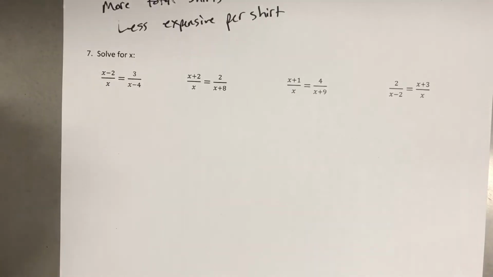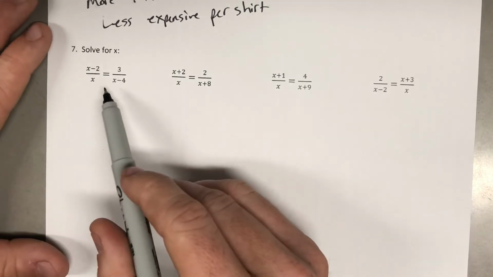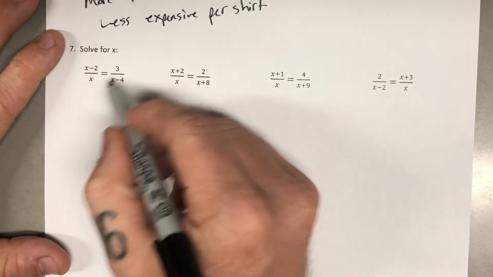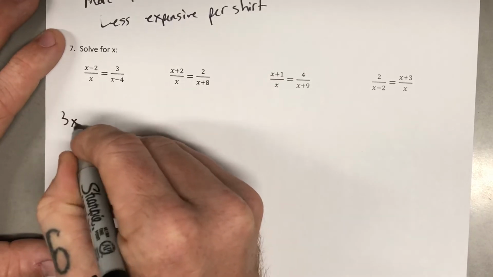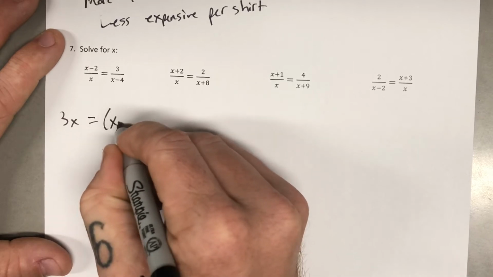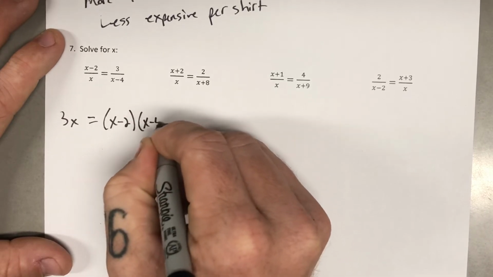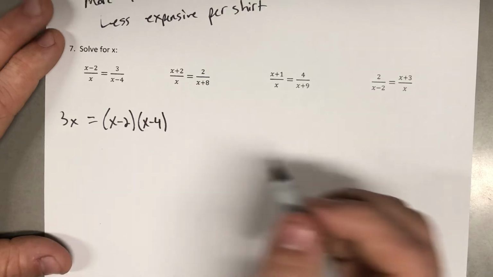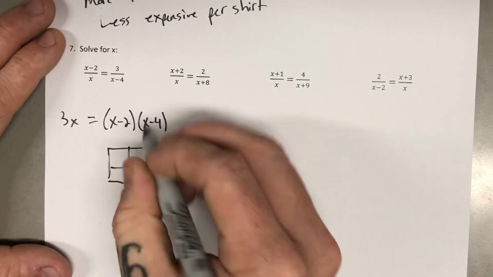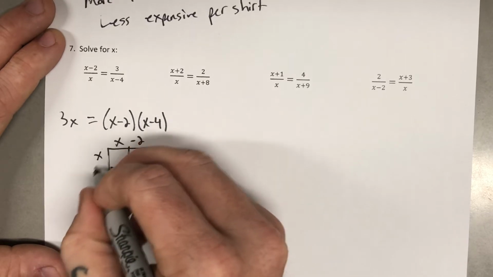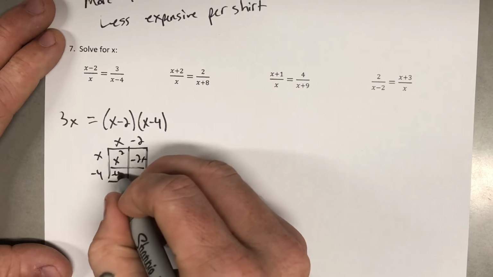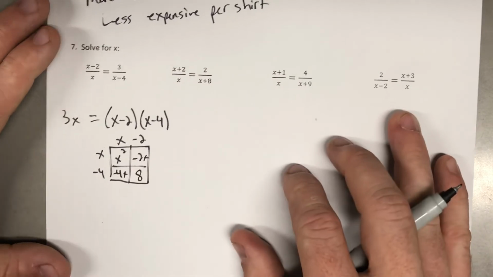All right, and for number 7, I'm going to do this first one right here. So what we're going to do for all of these, you're going to cross multiply. So 3 times x is 3x, x minus 2 times x minus 4. I'll write it like this. And you're going to want to box those, okay? So real quick, I'll do my box because we're multiplying them. So we get x squared, negative 2x, negative 4x, and positive 8.